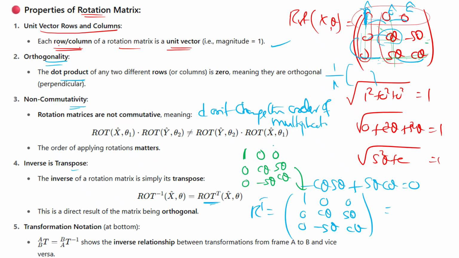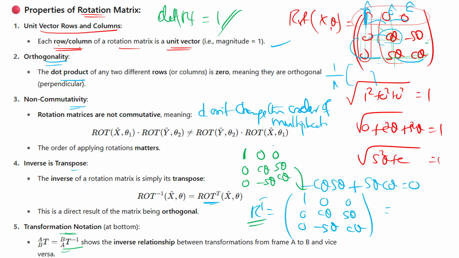The inverse of the matrix is equal to the transpose of the matrix. Then you can change the notation also. So R_BA, you can change it to R_AB. This is also possible by taking the transpose. And one more thing: what is the determinant of a rotation matrix? If you take the determinant, it is 1. Remember this. The determinant of any rotation matrix is 1.